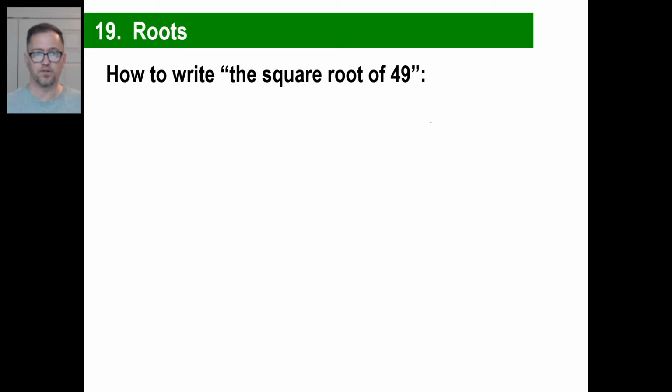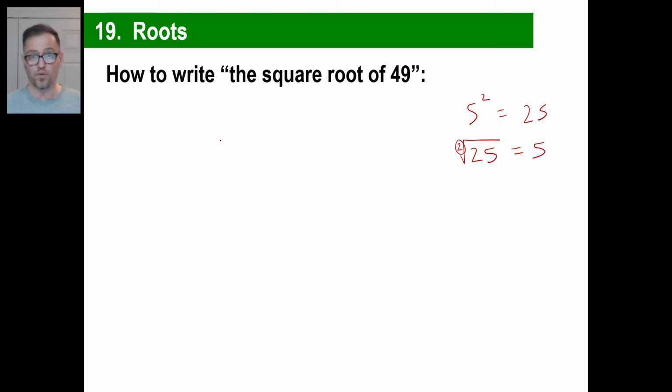So if somebody says to you, for example, let's do it again, 5 squared is 5 times 5, or 25. The opposite, or the inverse of that, would be the square root of 25. And sometimes you'll see a 2 right there to tell you, what number times itself twice gives you 25? And of course, the answer to that is, again, just 5.